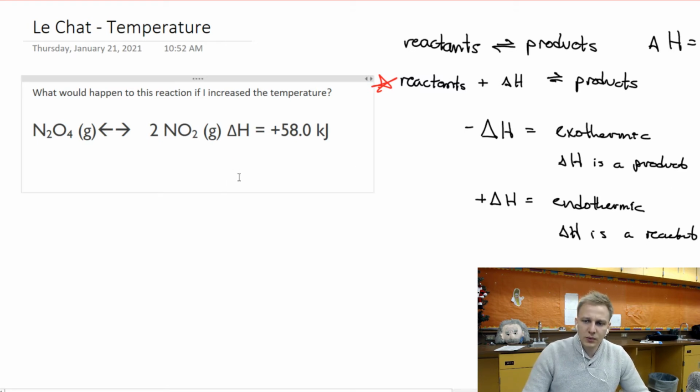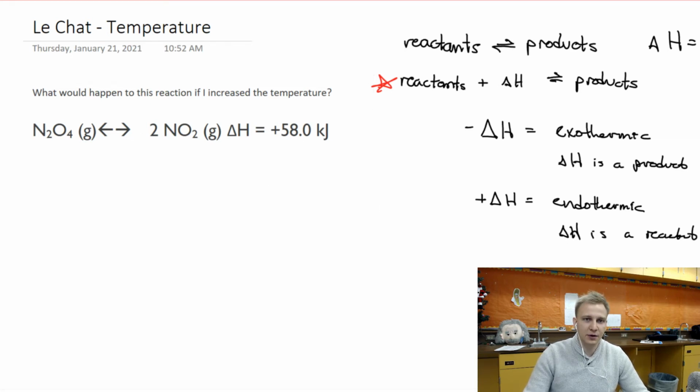And so when we're looking at questions that look exactly like this one here, what we'd want to do is translate this delta H at the end and rewrite our reaction with the delta H included as a product or a reactant. And that'll make solving these Le Chatelier questions a lot easier.